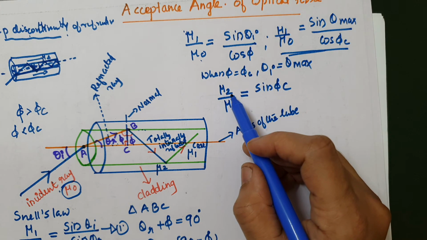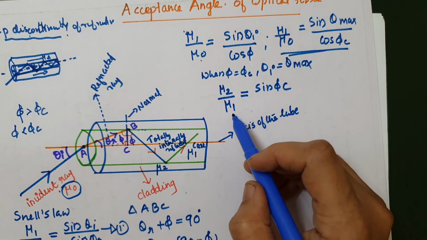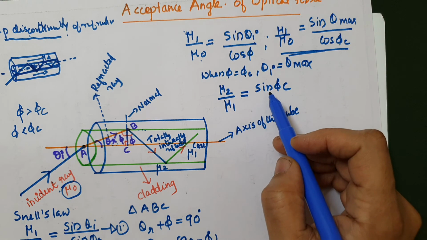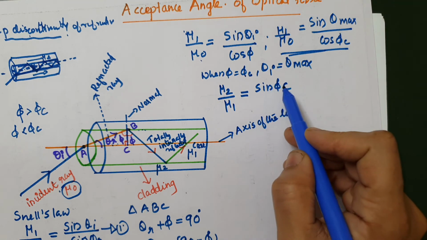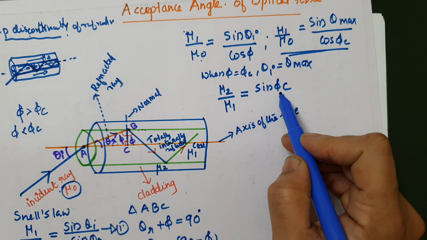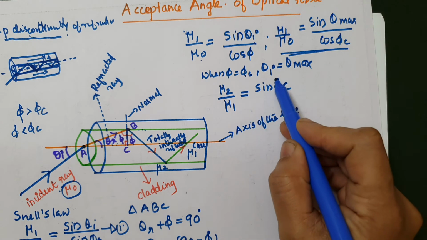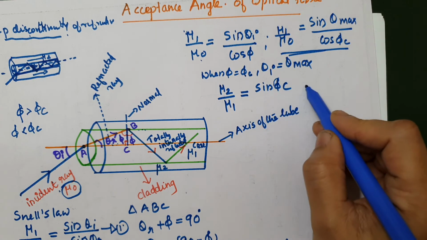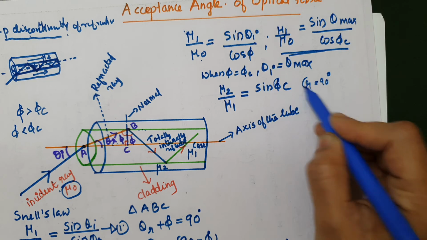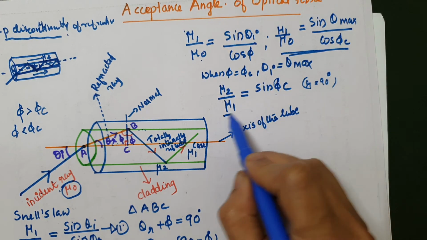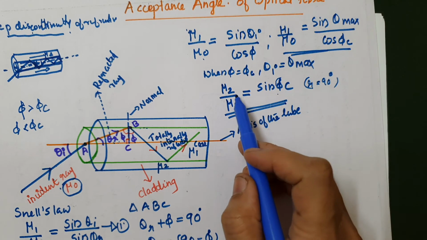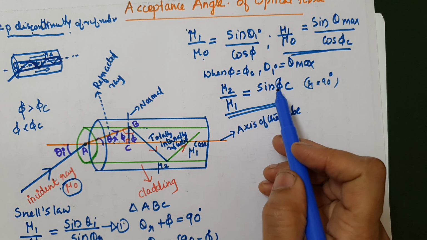Then mu 1 divided by mu 2. Mu 2 by mu 1, according to Snell's law, is equal to the sine of the angle of incidence divided by the sine of the angle of refraction. Here, when the angle of incidence is phi c, the angle of refraction r is 90 degrees. So sin phi c by sin 90 degrees, which is 1. So we can write this equation, that is the condition for the critical angle also.